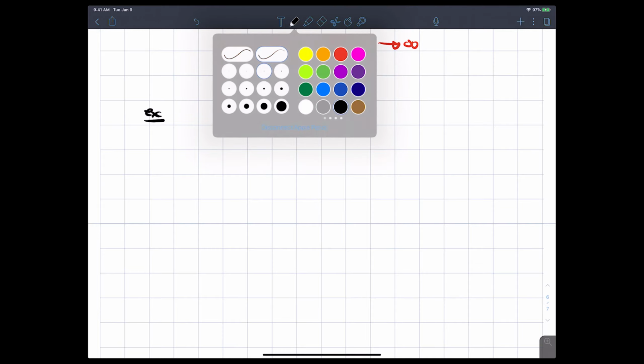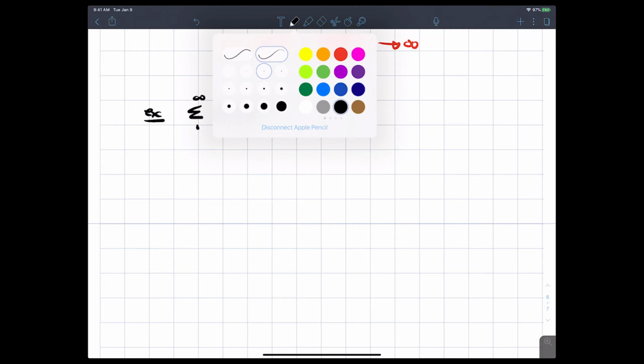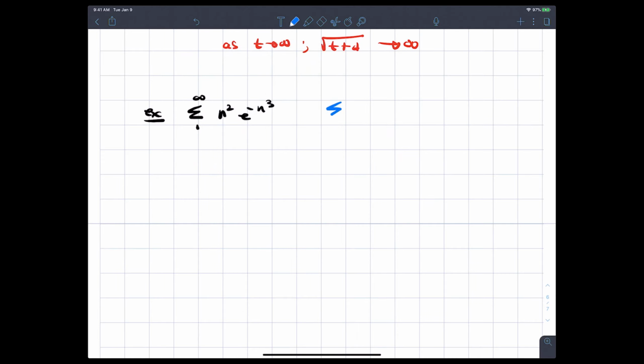So let's get some integral test examples in. And they're going to give us this series here. Sum from 1 to infinity of n squared e to the minus n cubed. And really, we can say this is n squared over e to the n cubed as well.